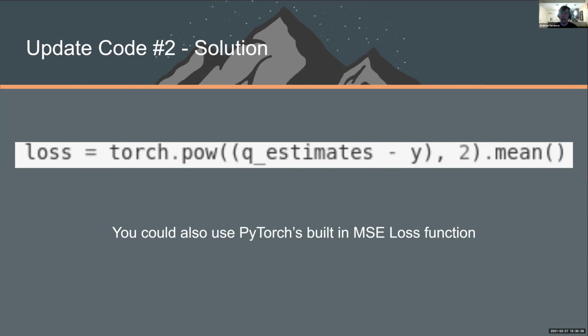That's about what I described it would be. You take the difference, you square it, which is what the torch.pow bit does, and then you take the mean of all the elements, and that gives you the loss, the average mean squared error loss. You could also use PyTorch's mean squared error loss function. That was what we originally had in the code, but I took it out to make it harder.